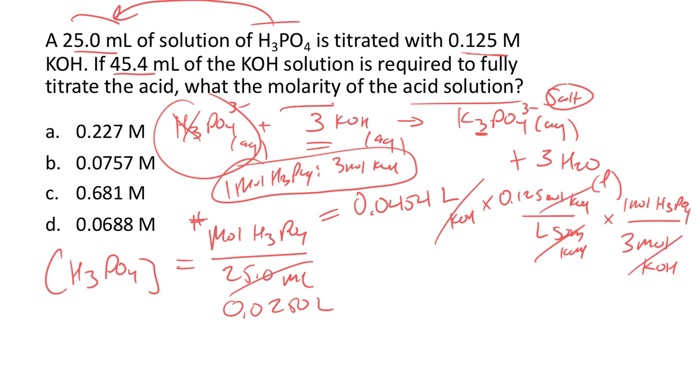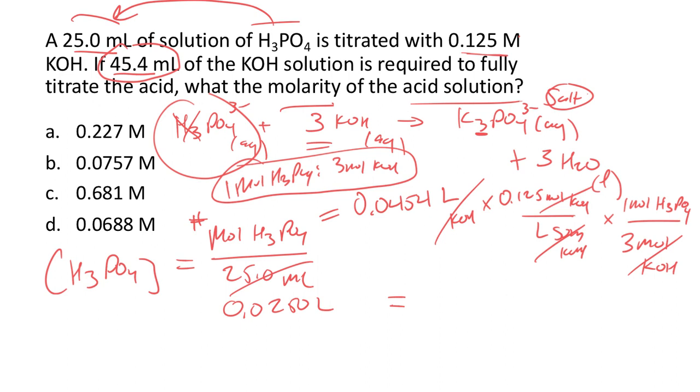And so that's how we go from moles of KOH to moles of H3PO4. So if I take 0.0454, and if you want to be careful, and maybe I should do this, 45.4 milliliters divided by 1,000, because that's just the conversion to liters. This is coming from the volume here, 1,000 mL per liter. Take that times 0.125 moles per liter.